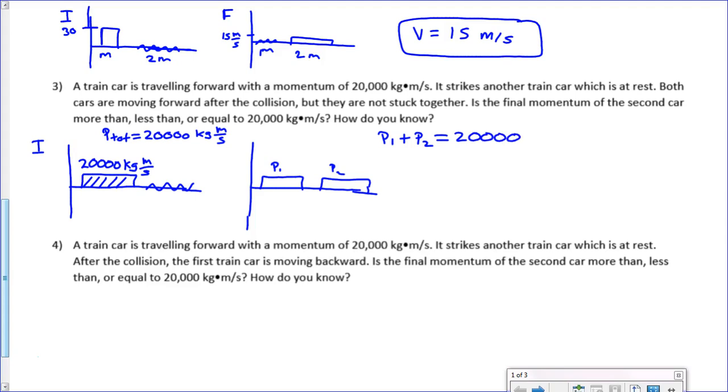Because the law of conservation of momentum says that the total momentum has to equal the same thing on both sides. Which means if the two momentums add together to give you 20,000 kilogram meters per second, and we know that both cars are moving, then neither of them has the full 20,000 kilogram meters per second. It's split between them. So we know that P final, in this case for that second car, is less than 20,000, because that 20,000 kilogram meters per second is split between both cars.